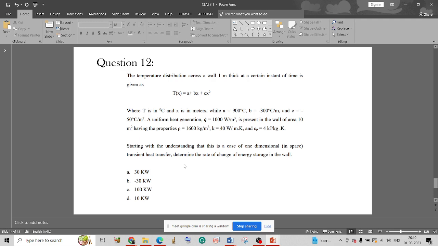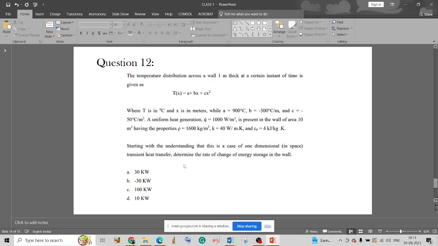A uniform heat generation of 1000 watt per meter cube is present in a wall of area 10 meter square. Okay, so the cross-sectional area of the wall is given. The heat generation is given as 1000 watt per meter cube. A, B, C are the constants for the temperature distribution equation, which is already given. So the constant values are also given: 900 degrees Celsius for A, minus 300 degrees Celsius per meter for B, and 50 degrees Celsius per meter square for C.